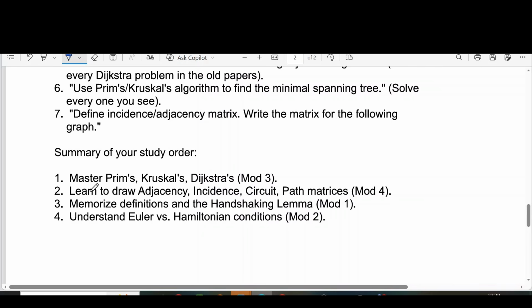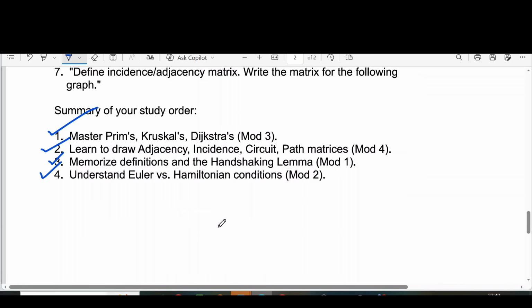Then this can be your study order. First, you master Prim's, Kruskal's, and Dijkstra's. Then learn to draw adjacency, incidence, circuit, path matrices from module 4. Then memorize the definitions and the handshaking lemma, module 1. Then understand Euler versus Hamiltonian conditions.